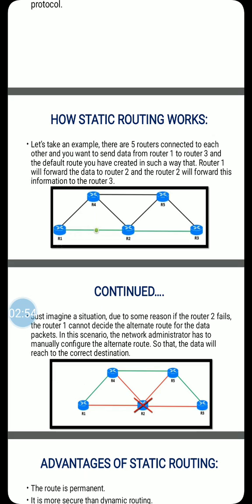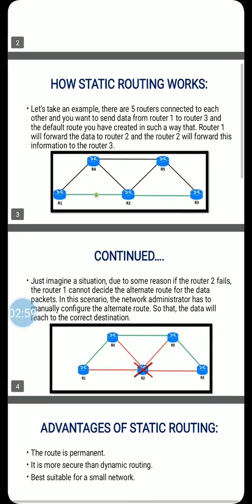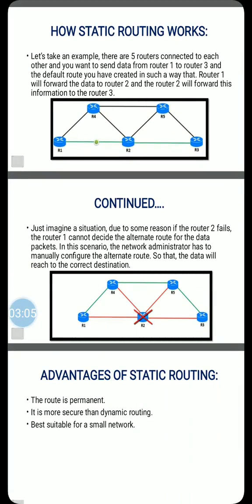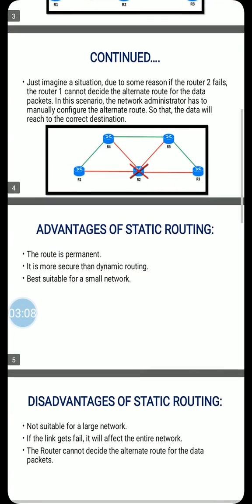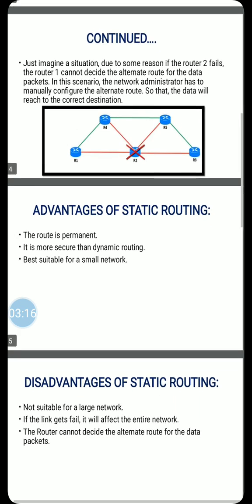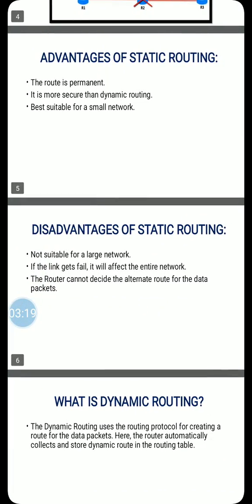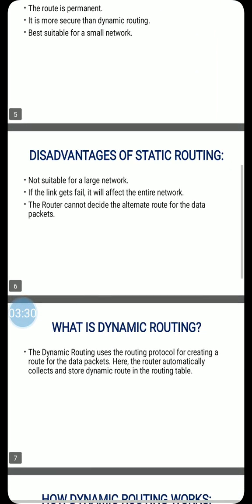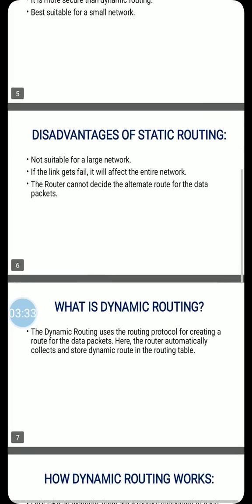In this scenario, the network administrator has to manually configure the alternate route so that the data will reach the correct destination. Advantages of static routing: the route is permanent, it is more secure than dynamic routing, and it is best suitable for a small network. Disadvantages of static routing: not suitable for a large network. If the link fails, it will affect the entire network. The router cannot decide the alternate route for the data packets.